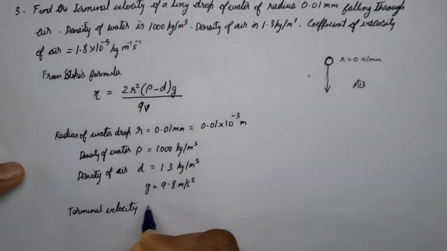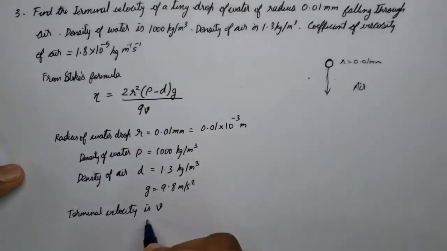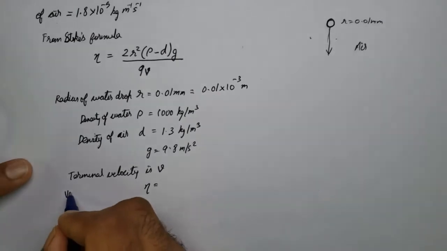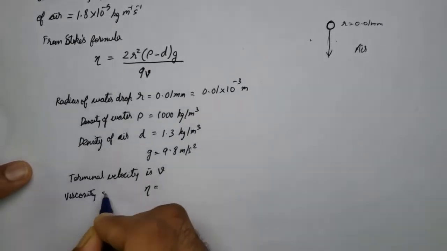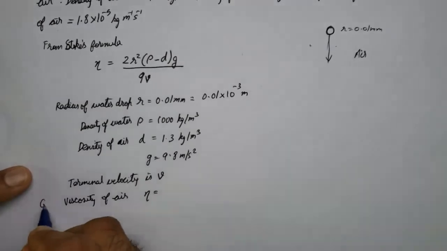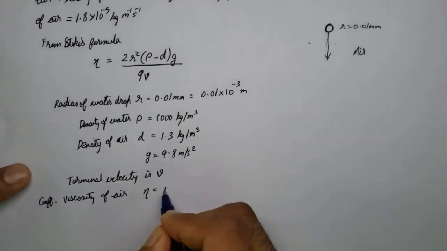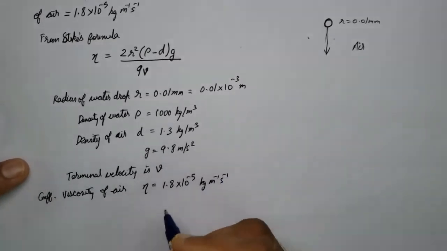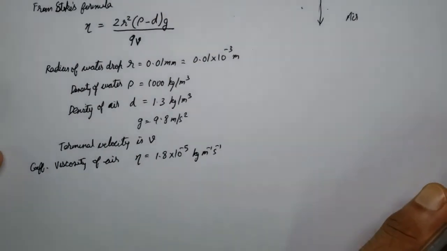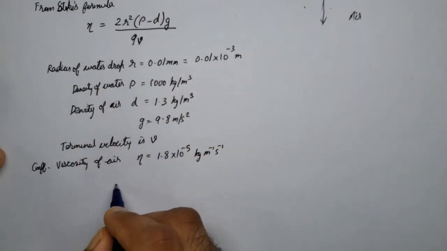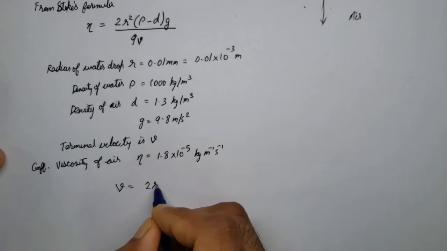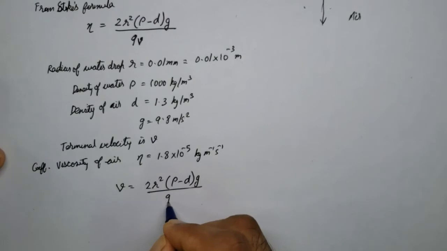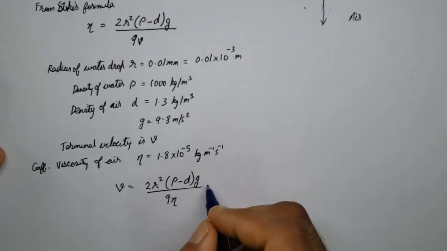velocity is v. പിന്നെന്താ തന്നിട്ടുള്ള, we are given value of eta of air, viscosity of air, coefficient of viscosity of air തന്നിട്ടുണ്ട്. That is 1.8 into 10 power minus 5 kg per meter per second. ഓരോ ക്വാണ്ടിറ്റി എഴുതി വെക്കാം. സോ ഈ ഇക്വേഷൻ നമുക്ക് എടുത്തിട്ട് ടെർമിനൽ വെലോസിറ്റി എന്താ ഇതിൽ നിന്ന് വരും. Terminal velocity v is equal to 2r square (rho minus d) into g divided by 9 into eta എന്നാണ് ടെർമിനൽ വെലോസിറ്റിയുടെ ഇക്വേഷൻ വരിക.